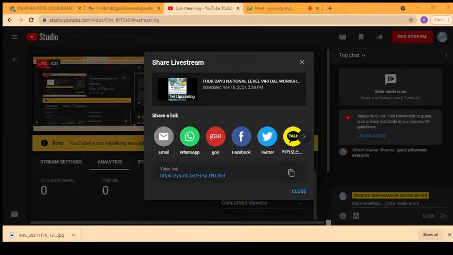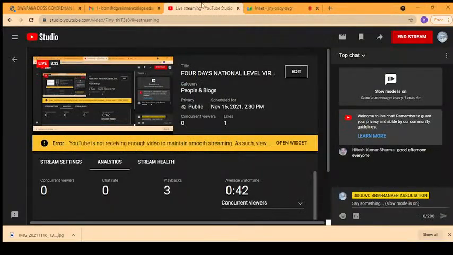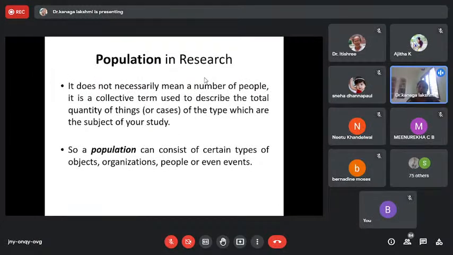So what is the population? Population doesn't mean a number of people. It is a collective term used to describe the whole total unit of things or cases. For example, if you want to study women's status in Tiruvallur district, then the women in Tiruvallur district are your population. It describes the total quantity of things of the type which are the subject of your study.